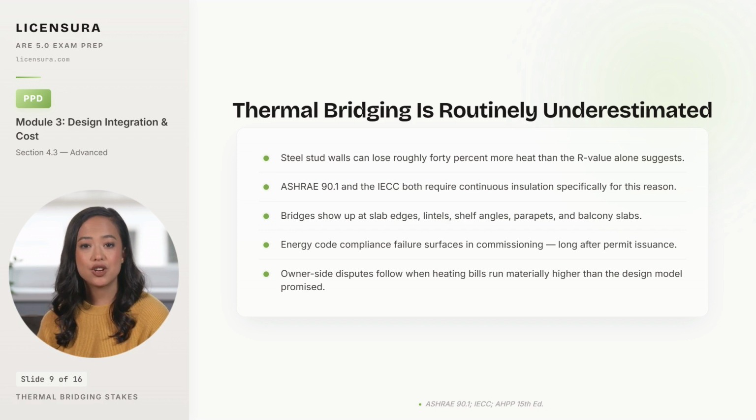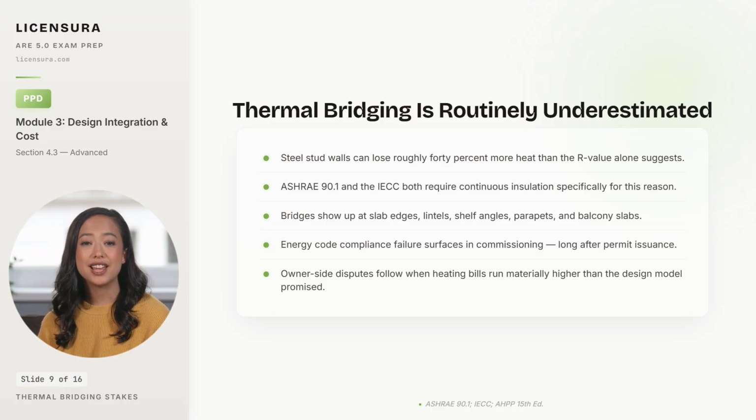The bridges themselves show up in predictable places: slab edges, lintels over openings, shelf angles supporting masonry, parapets, and balcony slabs that cantilever out through the wall plane. Each is a known detail with a known solution, and the architect who treats them as known is fine. The architect who passes them off to the consultant gets a phone call when commissioning catches an envelope that underperforms the energy model by a margin the owner blames on the design team. The lawsuit traces back to whether the architect drew the bridge correctly, not whether the contractor built what was drawn.